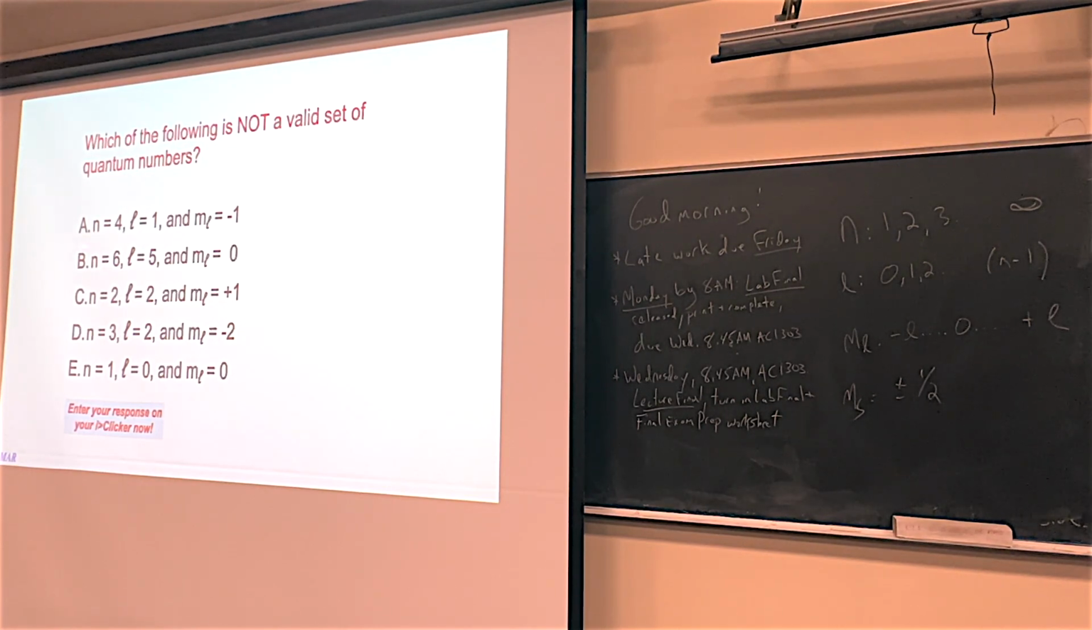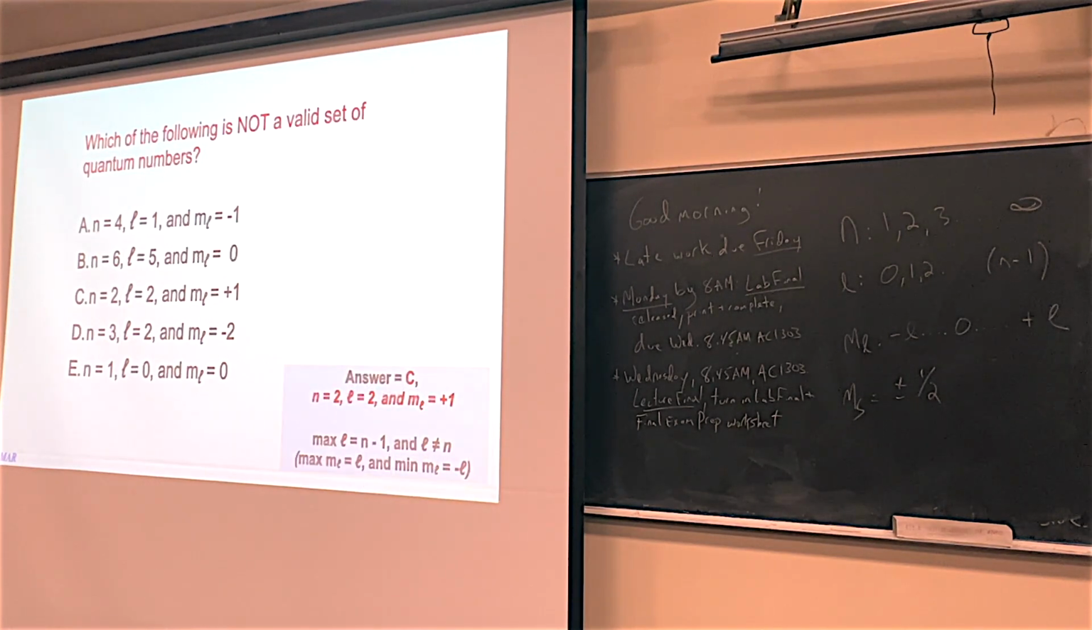N equals 6, cool. L can't be any bigger than N minus 1, so 5 is okay. M sub L goes from minus 5 to positive 5 in whole numbers. 0 is certainly one of them, so that's okay. But what's wrong when N is 2 and L is 2? What's going on there? L has to be no bigger than n minus 1. Yeah, exactly. So C is the trouble child here. You can't have n and L be the same. L has to be less than n.